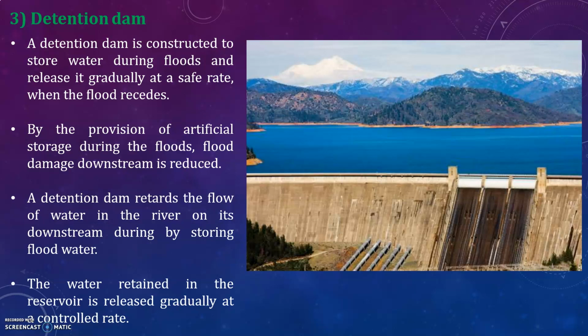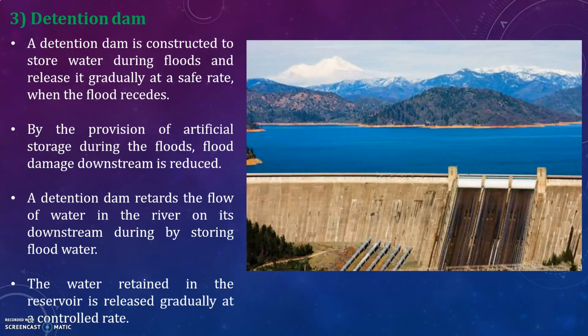Sometimes detention dams are constructed across tributaries carrying large silt and sediment. In such a case, it is known as a debris dam. It is used to trap the sediment and thus to exclude the sediment from flowing to the main reservoir formed on the main river to which the tributary meets.